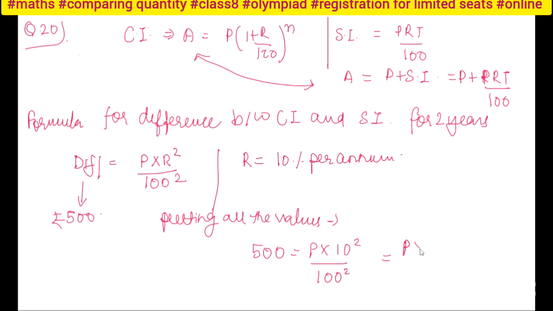So what I will get, P into 100 divided by 10,000. So 20 cut it down. So I will get P by 100 is equal to 500, or this implies that P is equal to nothing but 50,000. P is nothing but 50,000.